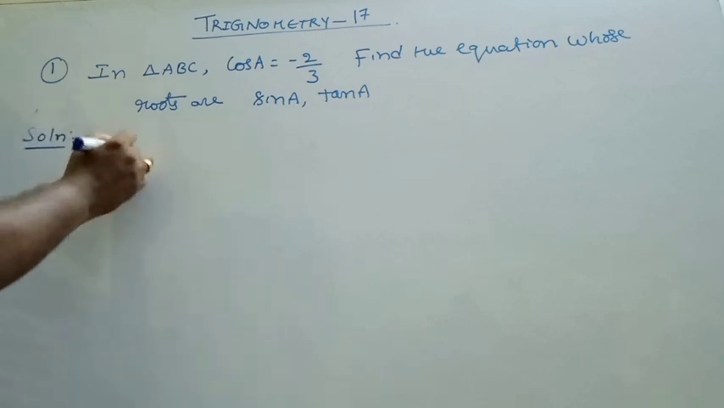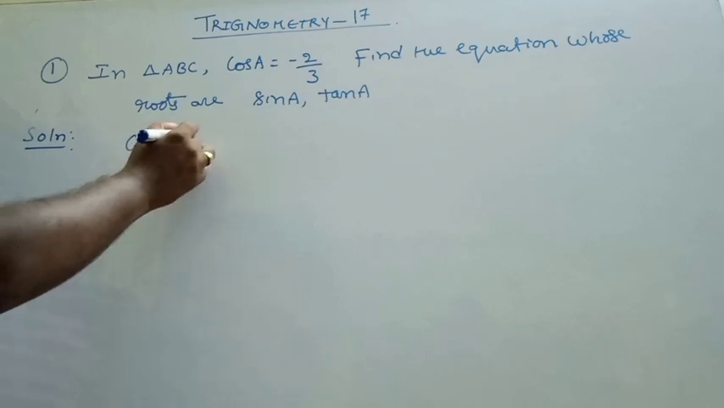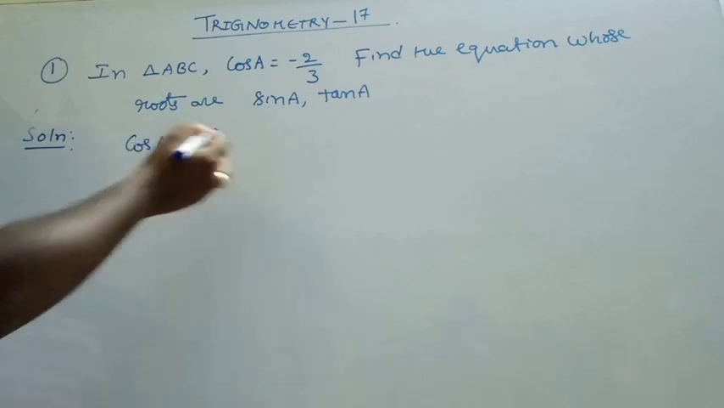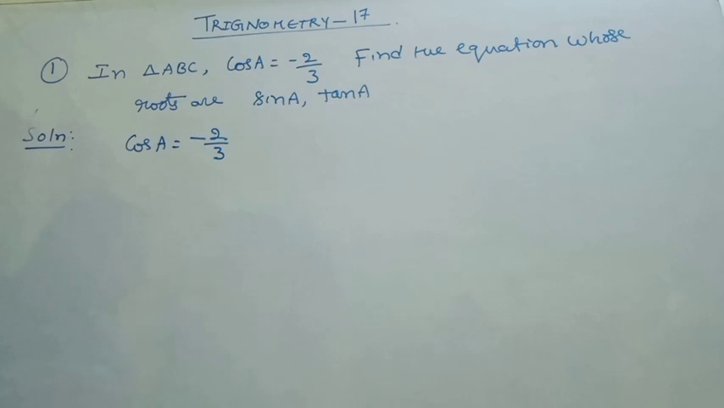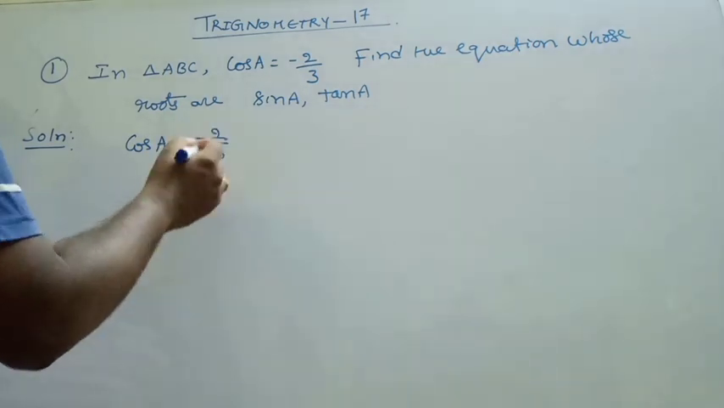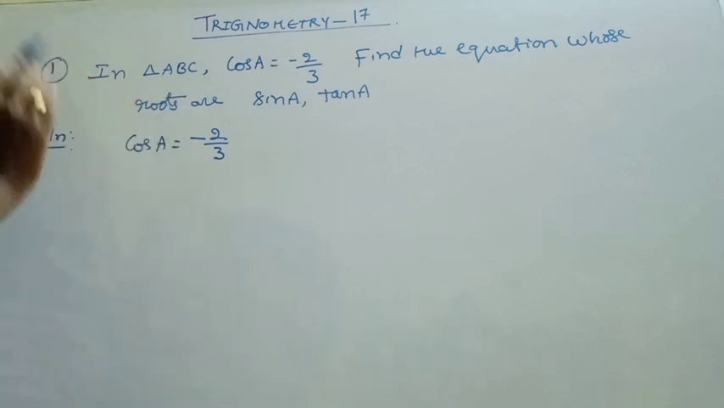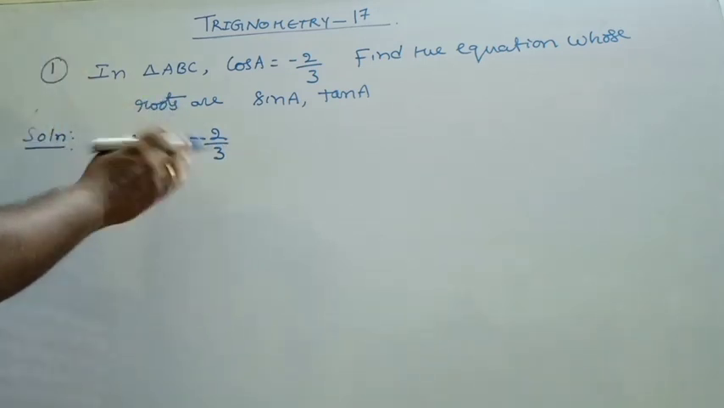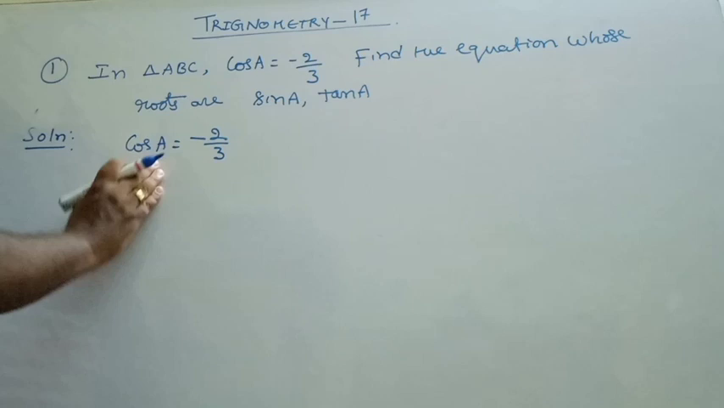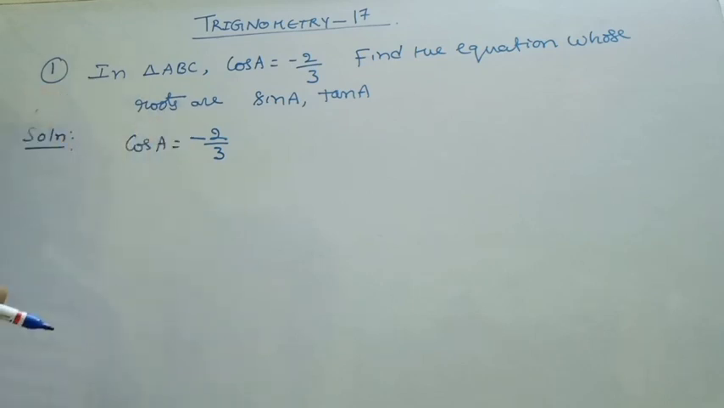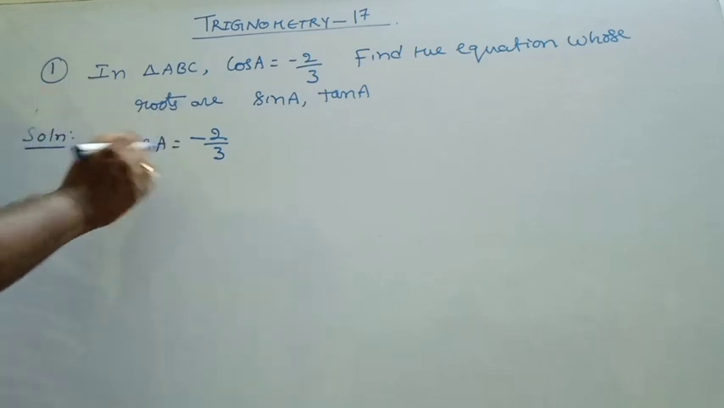They have given that cos A is equal to minus 2 by 3. If cos A equals minus 2 by 3, you see, my dear students, here A is not in the first quadrant and A is also not in the fourth quadrant, because cos is positive in the first and fourth quadrants. That means A is not an acute angle.